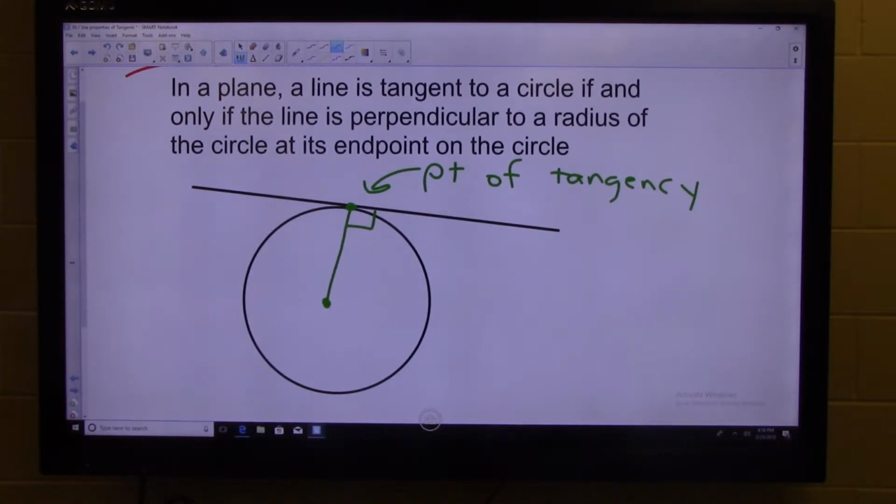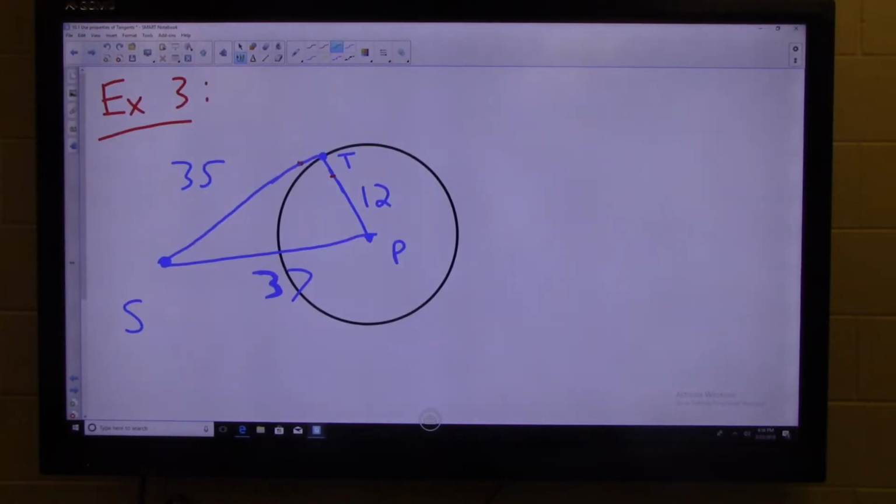Now that's going to be important when we try to find the missing side. So let me show you here. This next example is going to deal with that. So hopefully that makes sense. I'm going to say that a lot. Hopefully that makes sense. I'm hoping. If it doesn't, you can ask a classmate.